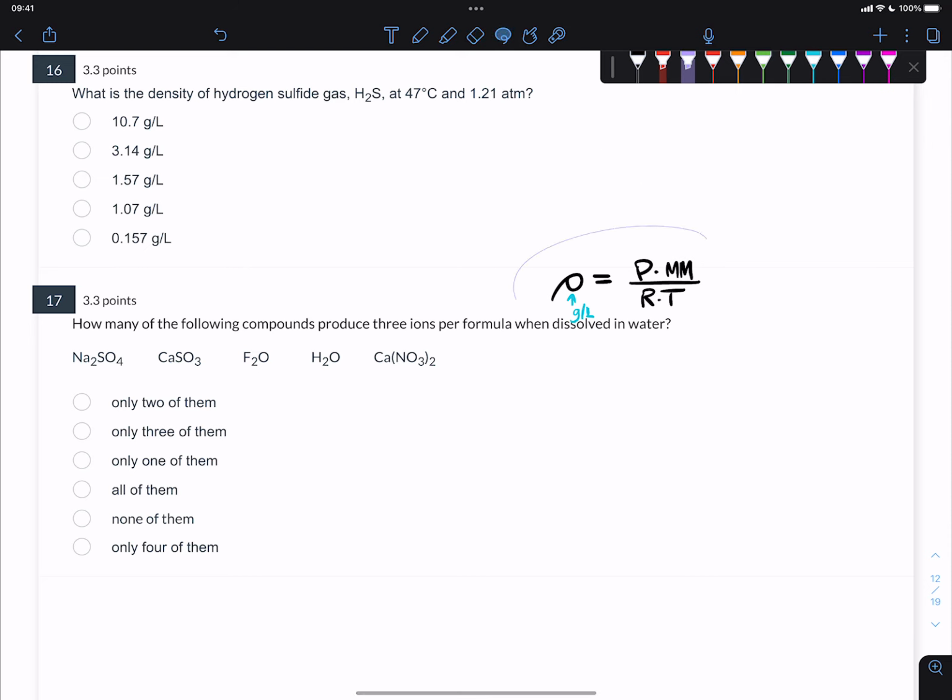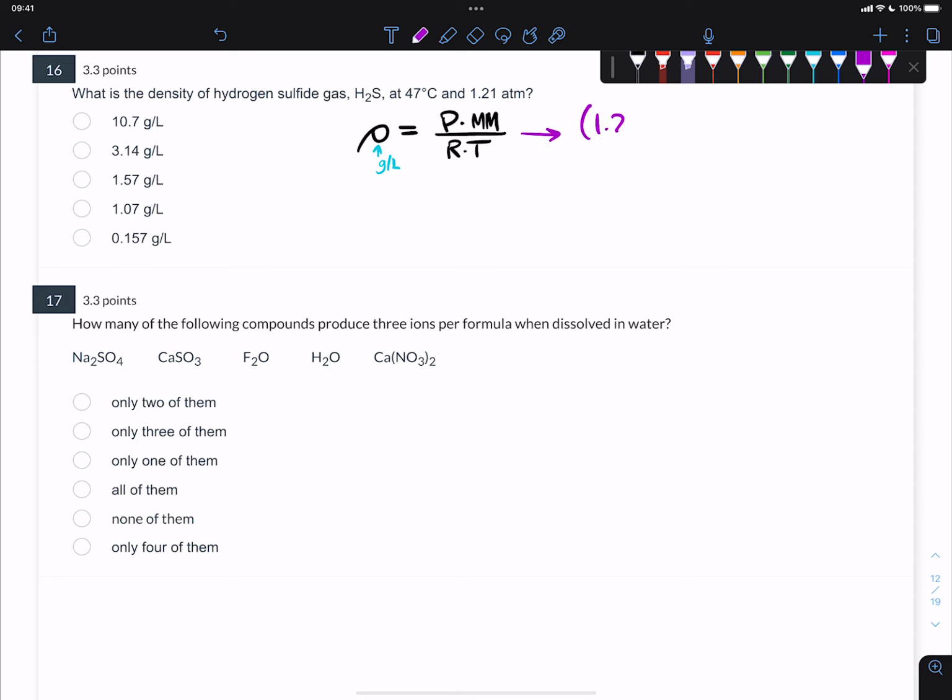So what we have here is it says the density of a gas is equal to the pressure times the molar mass divided by R times T. Let's plug in everything we got. The pressure is given as 1.21 atm. The molar mass of H2S you can easily find. It's going to be 34. Let me just look real quick. So 34. Sulfur has a molar mass of 32 plus 2 is 34. So it's about 34. You can just say that. 34.1-ish.